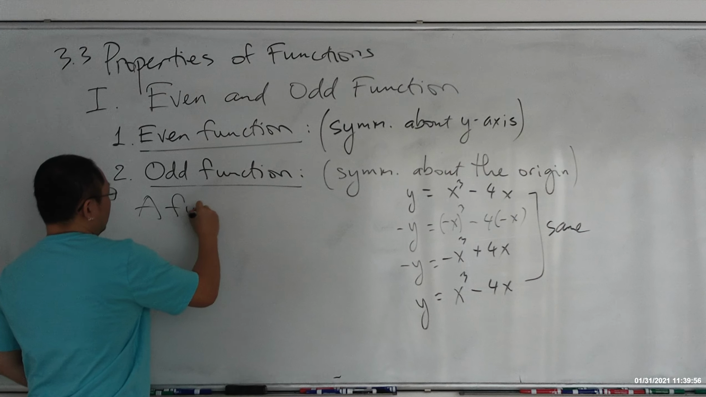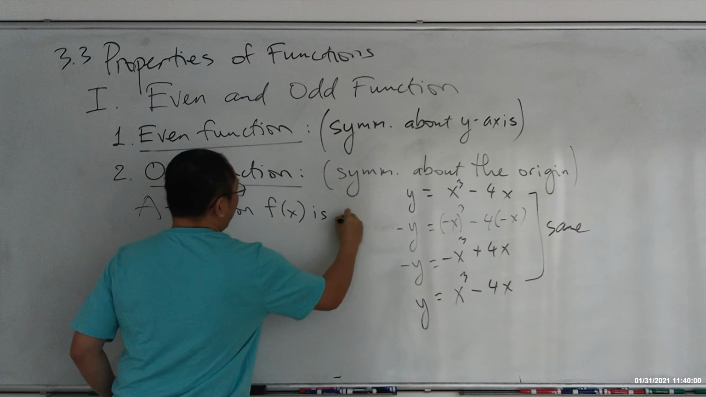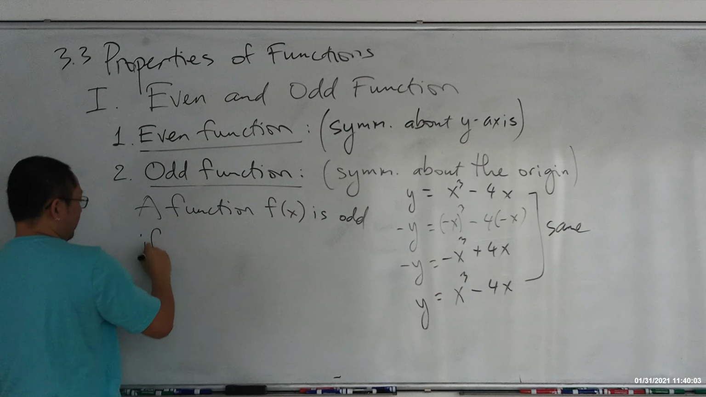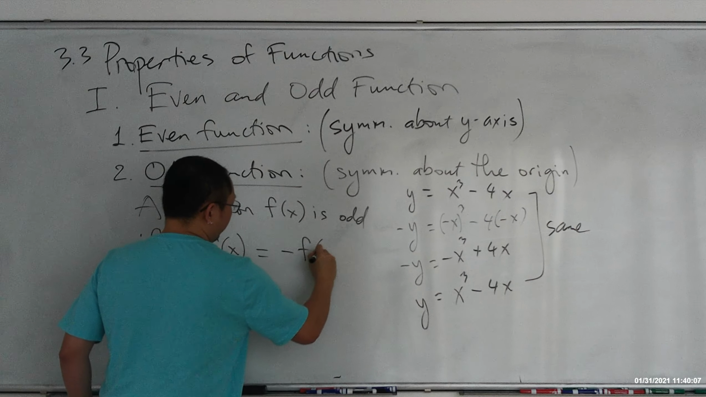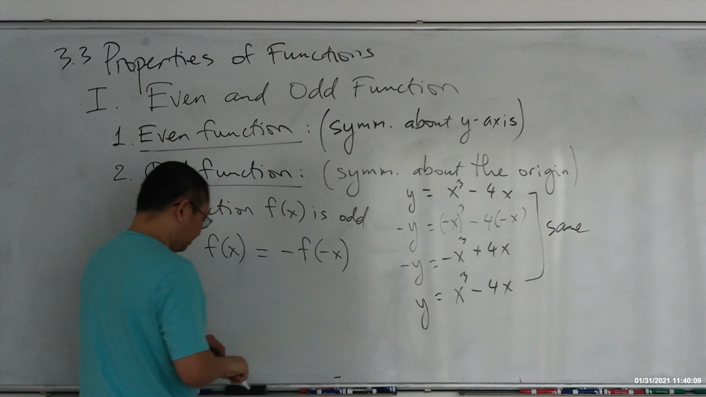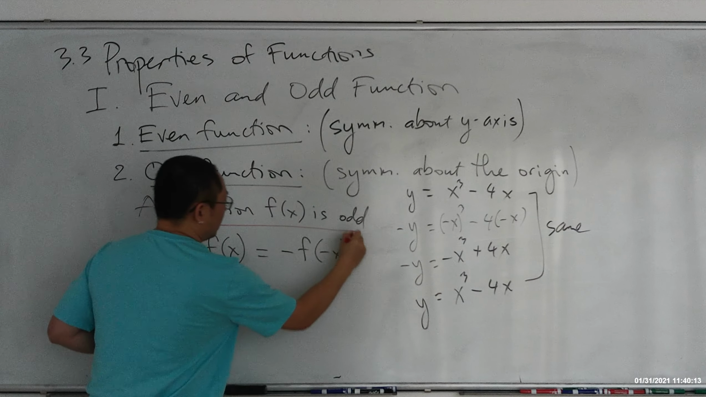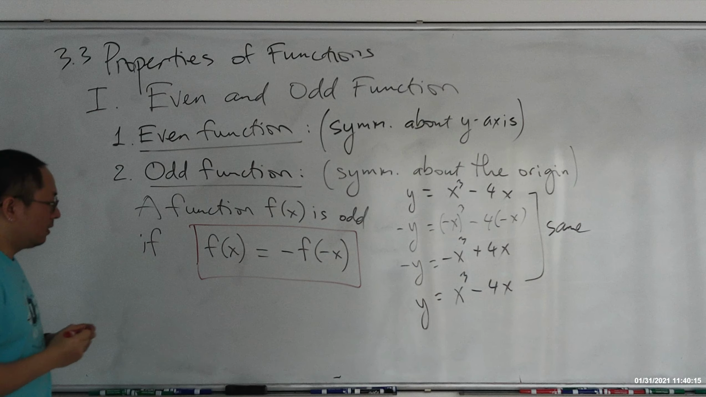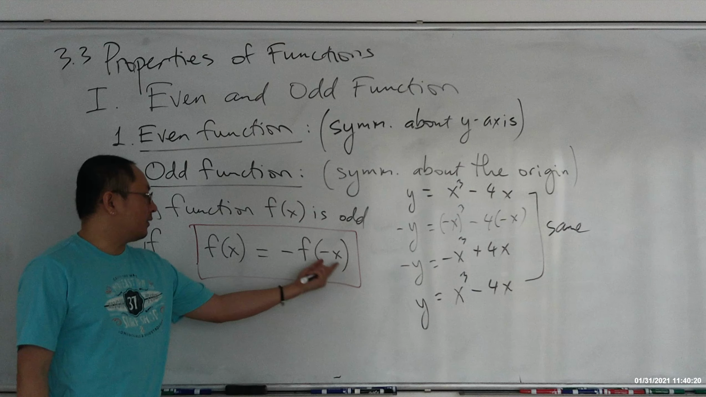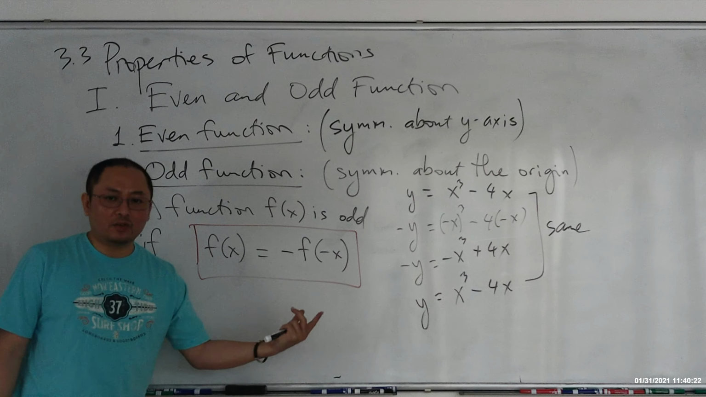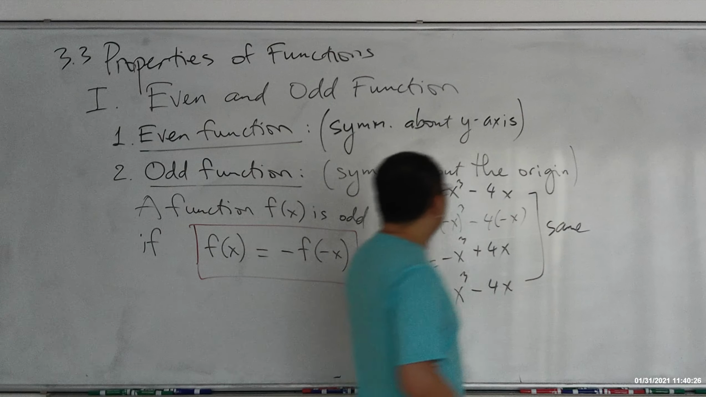A function f of x is odd if f of x equals negative f of negative x. Right? What we're saying in here, we replace x by negative x, replace f by negative f. You have the same function, and then you say that the function is going to be odd.